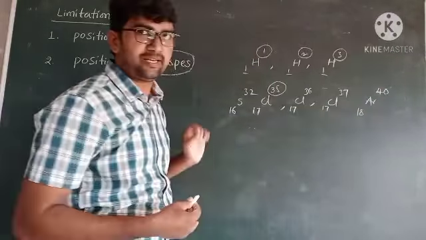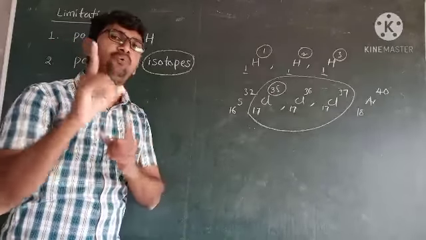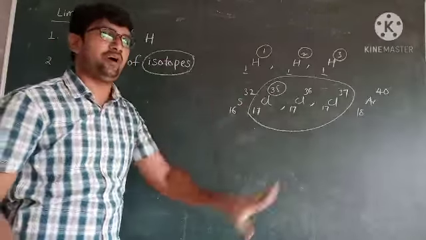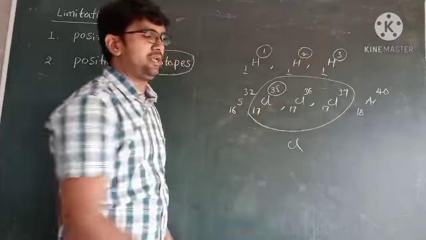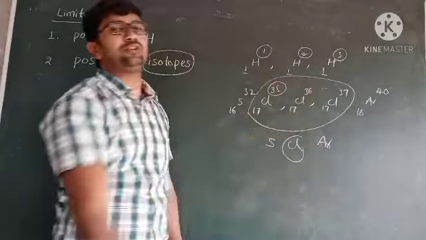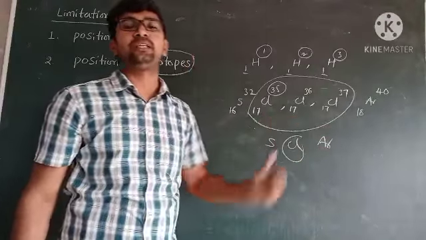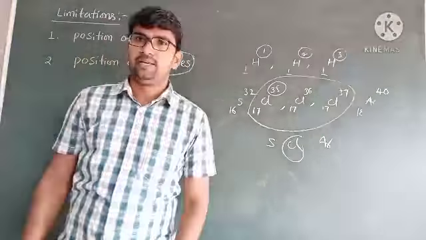We expected this order, but these three isotopes are not given in the order. He gave only one element, not the isotopes. Only one element is given, simply chlorine. So sulfur, chlorine and argon. What about the chlorine isotopes? Why are you not arranging all the isotopes in the table? That is the question mark.